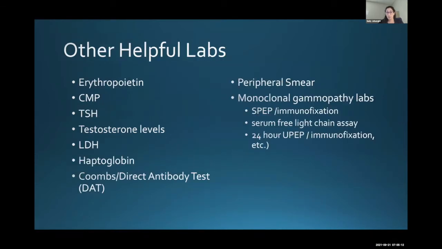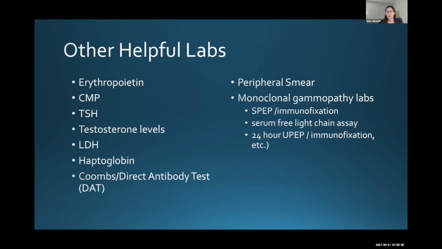Other labs that can be helpful depending on the setting, erythropoietin is a hormone made by the kidneys that then goes to the bone marrow to stimulate production of red blood cells. So this can provide us some information as to whether or not the kidneys are doing their part in this process during anemia, and also if that erythropoietin is elevated, then is our bone marrow responding appropriately to create those reticulocytes.